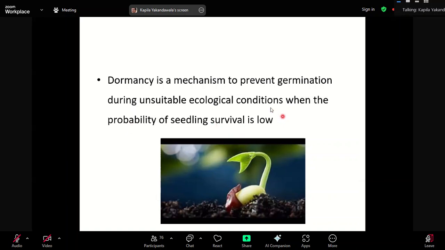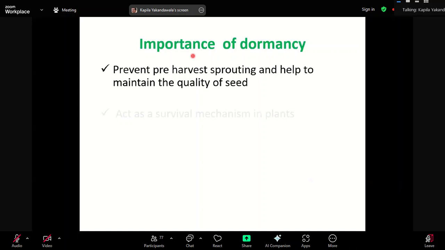So usually when a plant produces fruits and seeds, sometimes conditions are unfavorable. The condition may be very dry. So if seeds start germinating, what will happen? It will not survive without any water. So there's a dormancy period where seeds will not germinate.